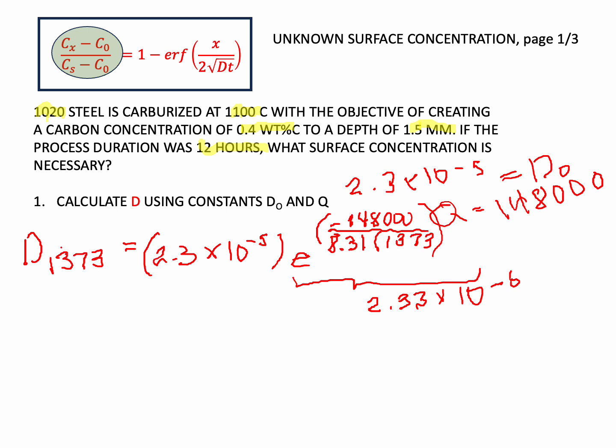So multiply that by 2.3 times 10 to the negative 5. And we get that D is equal to 5.35 times 10 to the negative 11.